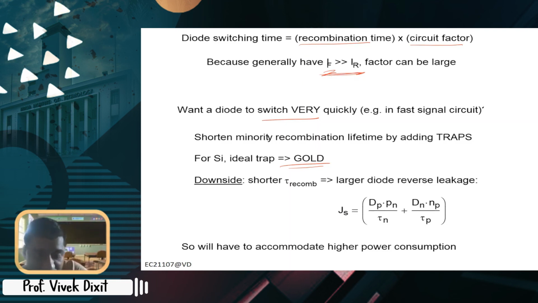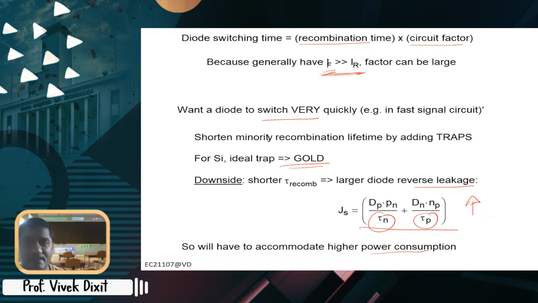faster. But if you recall the reverse saturation current expression, it is 1 by tau, right? So if you decrease the tau, this reverse saturation current will increase. So that means there will be a lot of leakage, and power consumption will also increase.